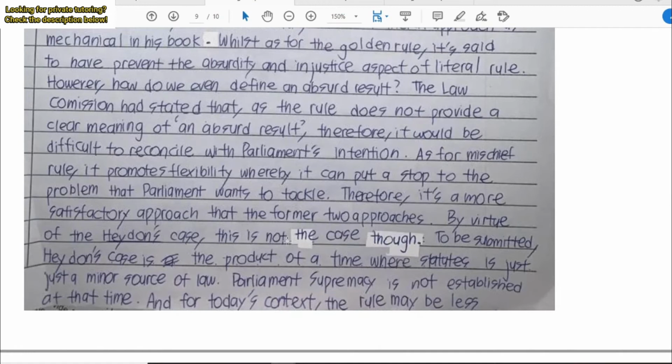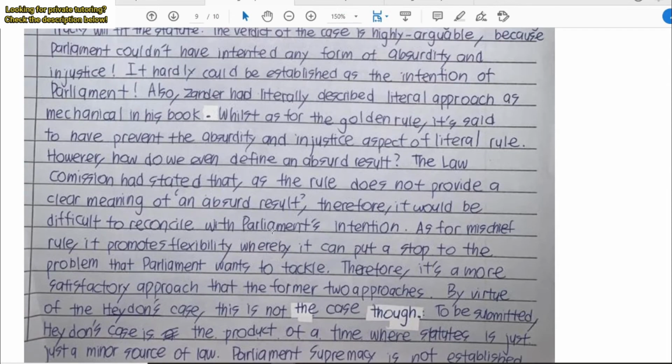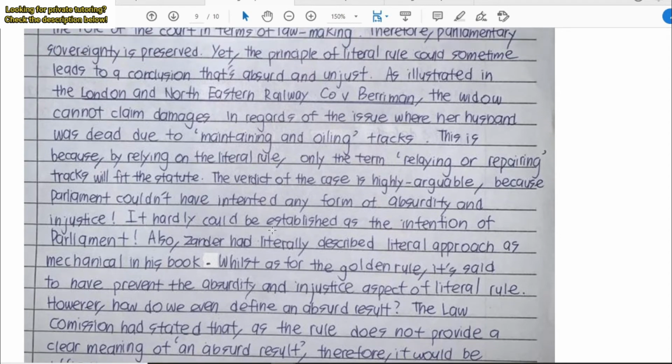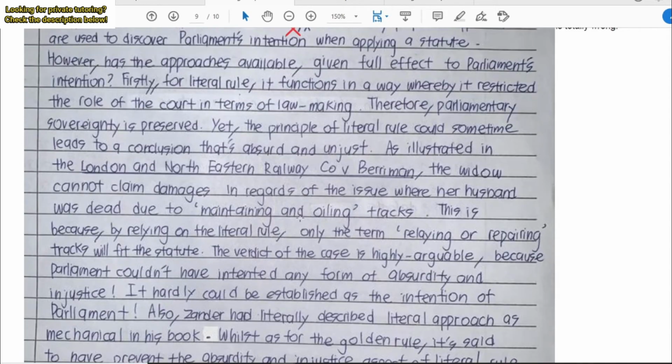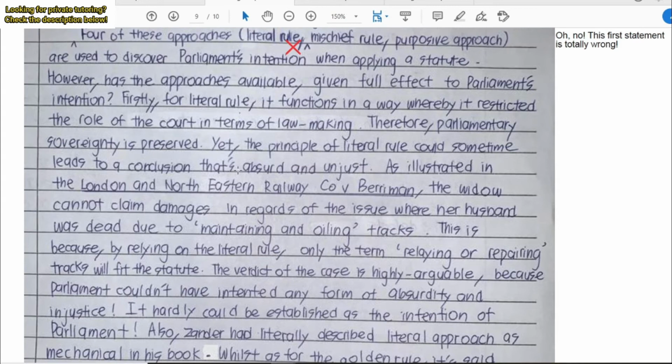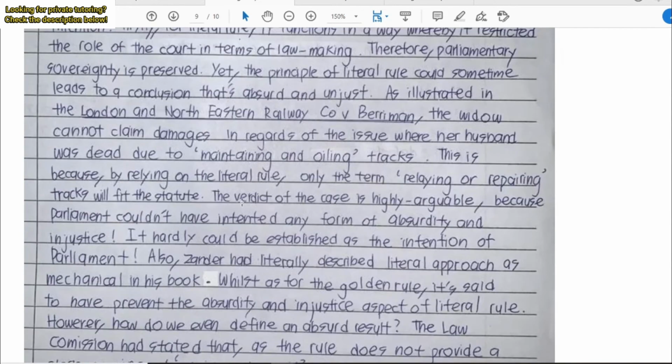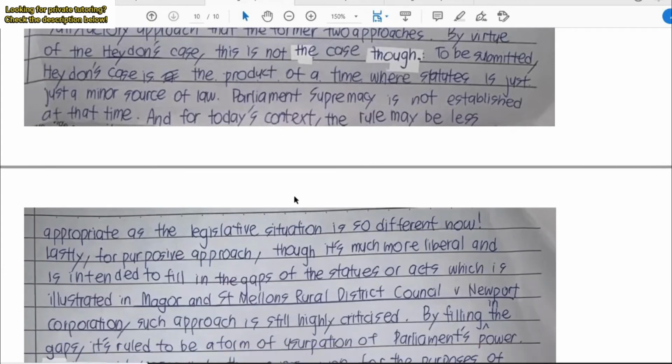Okay, then this whole thing is actually still, let me see it again. Lord Berryman's case, this whole thing is still about the literal rule. So that's why you can see from here onwards I didn't give you any more ticks, because it's off already.